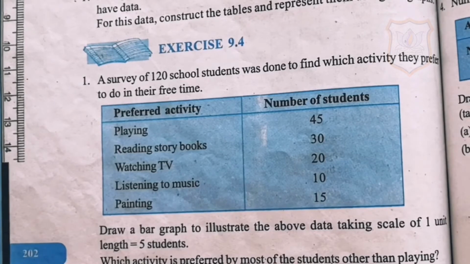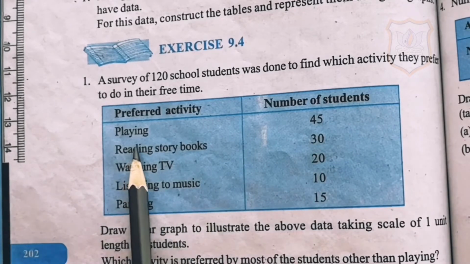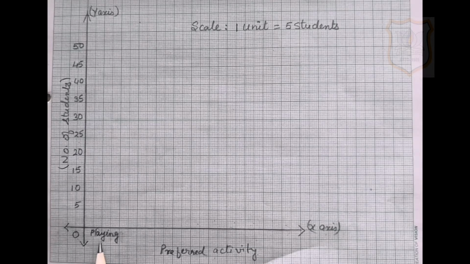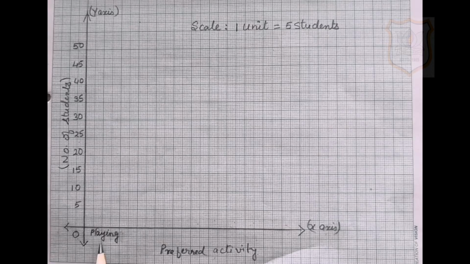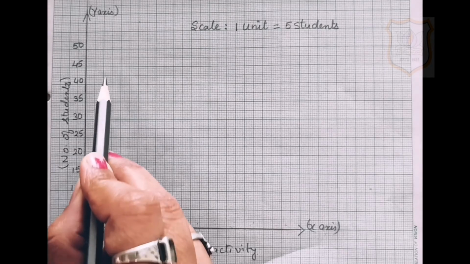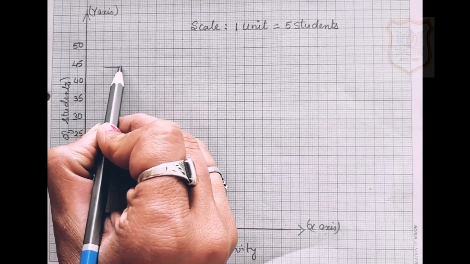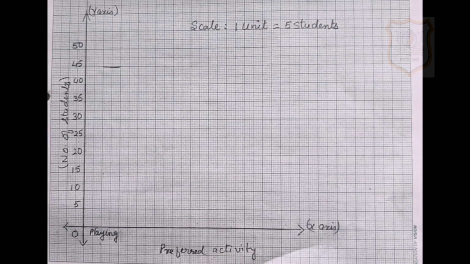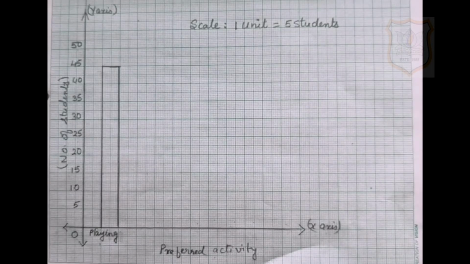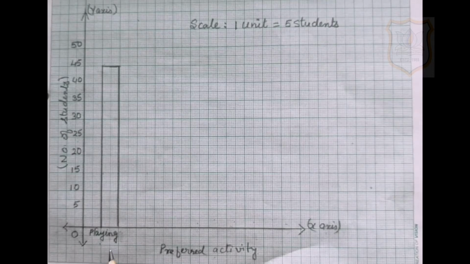Now students, in the question you can see that 45 students preferred playing. So along the horizontal axis first we will write playing. Here this much is 5, this is 10, 15, 20, 25, 30, 35, 40 and 45. This much height will represent students preferred playing. So we will draw the vertical bar which will represent that 45 students preferred playing.